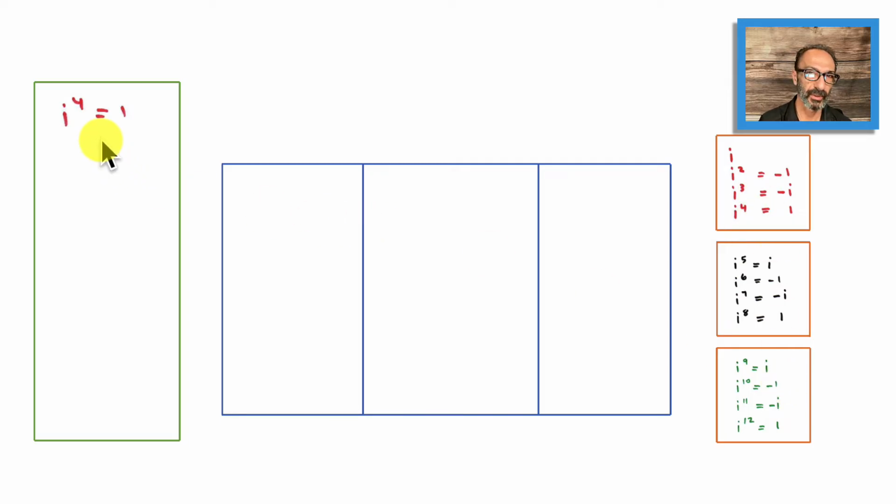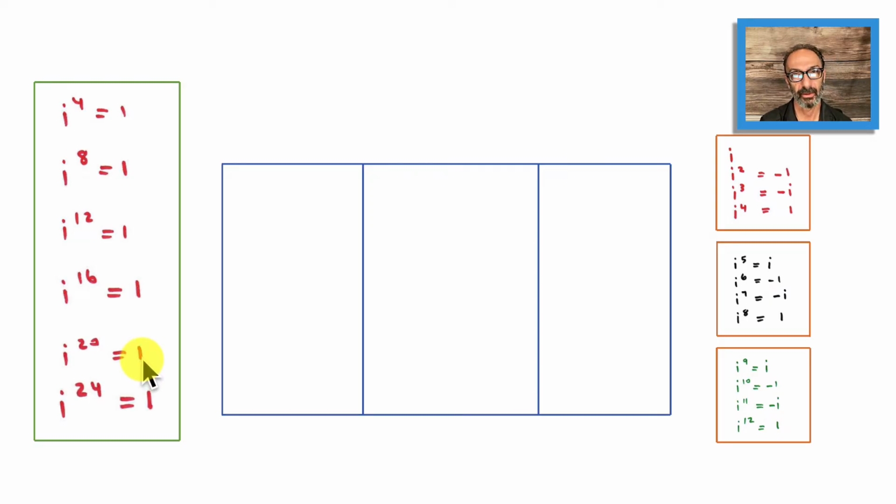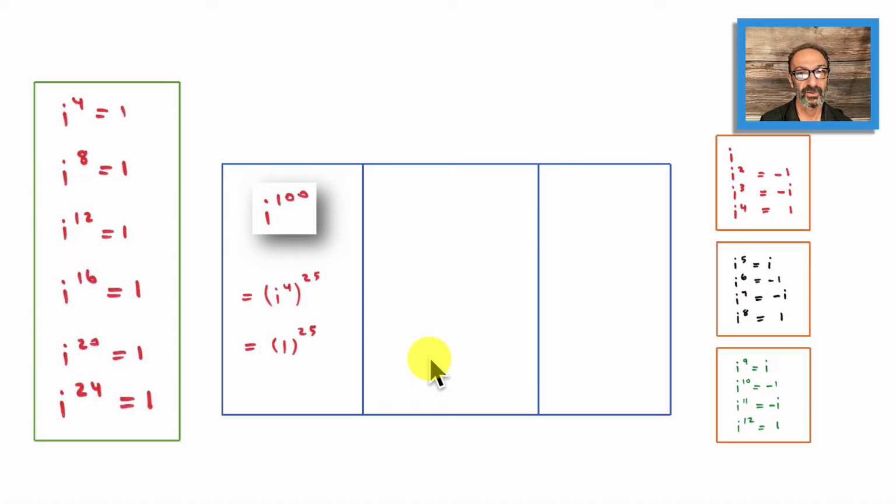i⁴ is 1. i⁸ is 1. i¹² is 1, as you could see. So what's next? i¹⁶ is 1. i²⁰ is 1. i²⁴ is 1. How about if we go all the way to 100? i¹⁰⁰ is a multiple of 4, the 100. That means it's i⁴ to the power 25. So it's 1 to the power 25, which is 1.